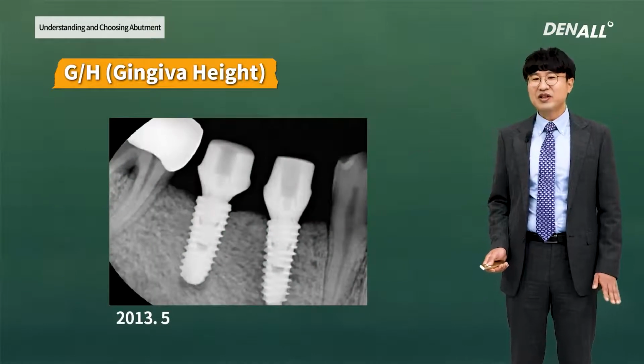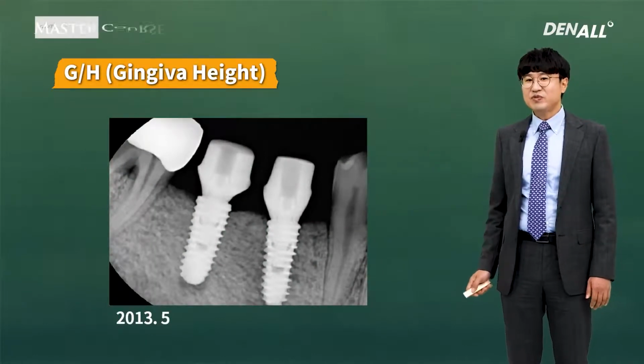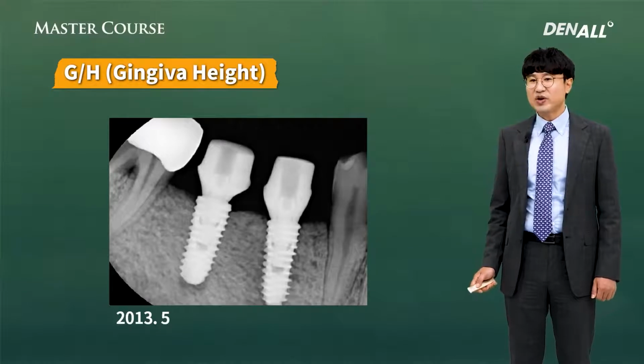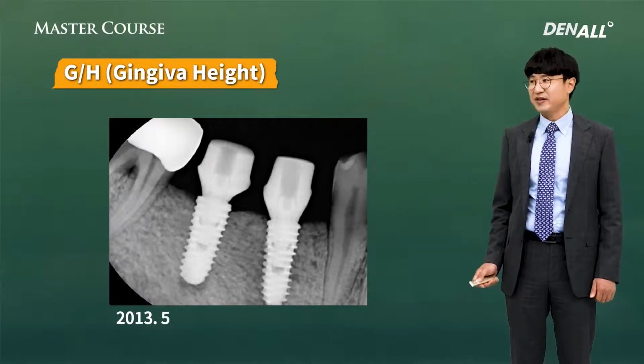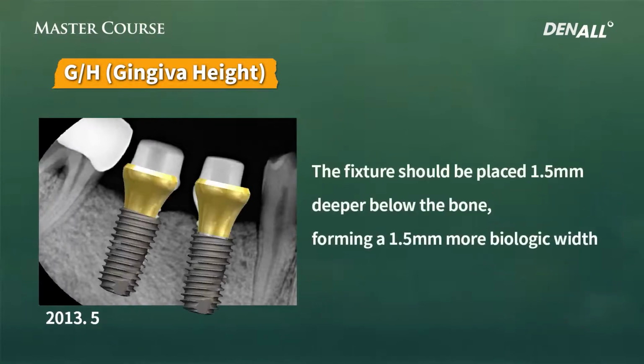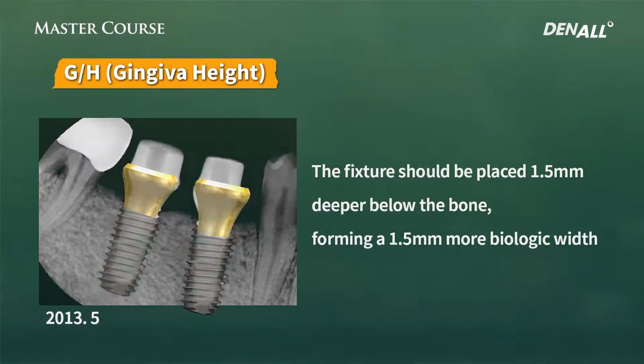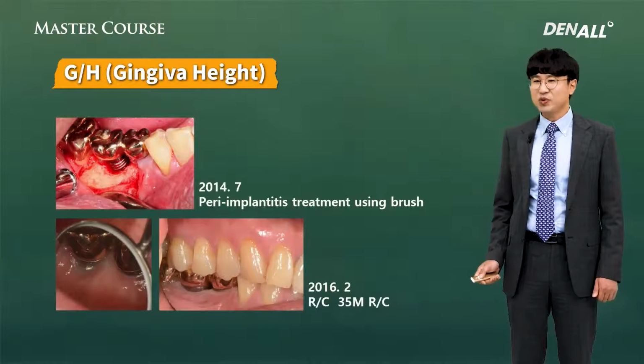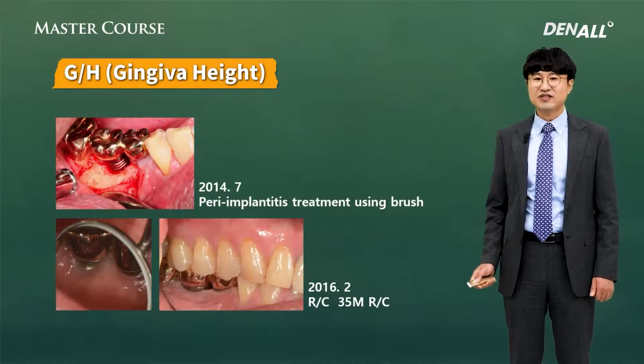In the past, I made a mistake in this case. The number 46 fixture was placed too shallow without considering biologic width. If it were placed 1.5 millimeters below the bone, such bone loss would not have happened.